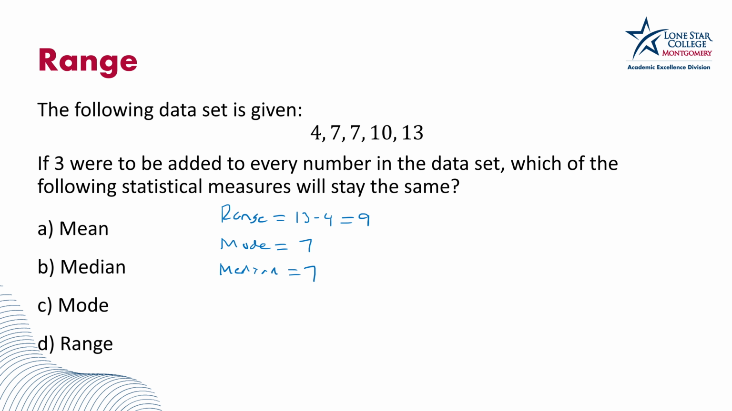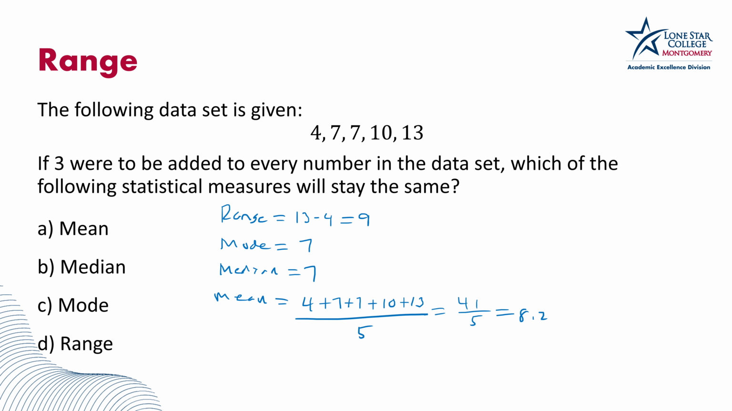And then our mean is we add up all our numbers. So 4 plus 7 plus 7 plus 10 plus 13, and we divide that by the number of data points, which is 5. So let me get a calculator here. 4 plus 7 plus 7 plus 10 plus 13 gives us 41 over 5. So it's 8.2. Okay, so those are the mean, median, mode, and range of the original data set.